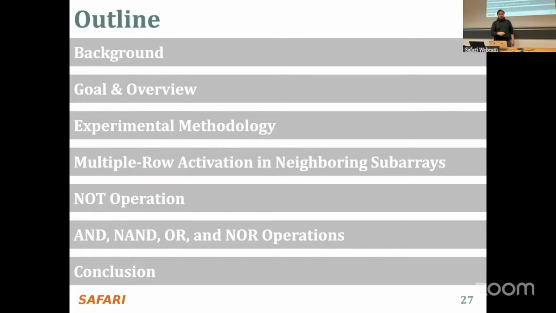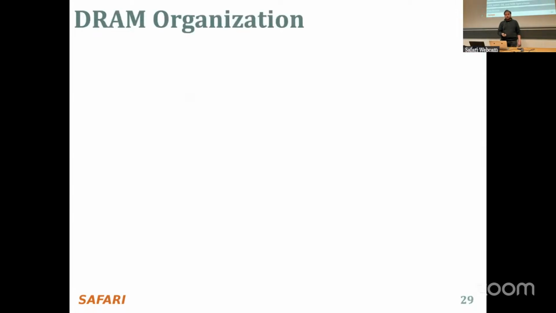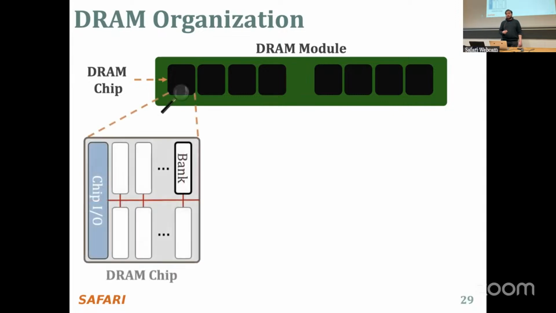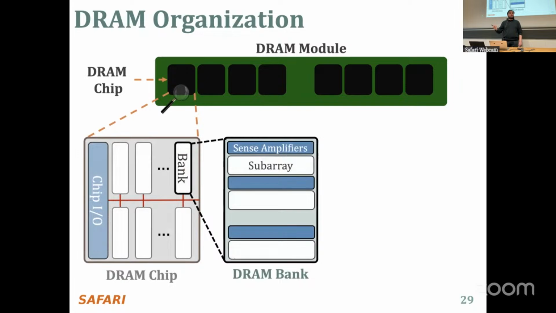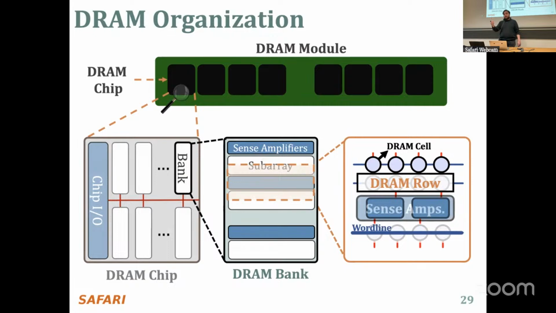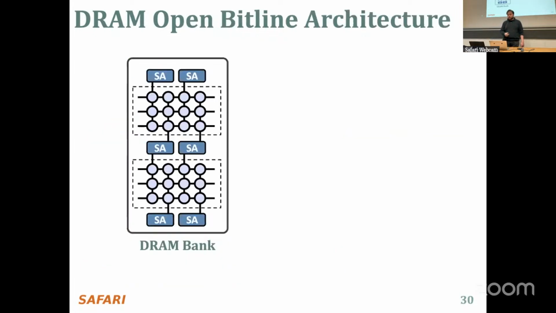So here's the outline of my talk. I'll start with a brief background. I believe you already know what DRAM is, but let me refresh your mind. Here we have a DRAM module that has multiple DRAM chips. Inside the DRAM chip, we have multiple DRAM banks, and inside the DRAM bank, we have multiple subarrays and sense amplifiers. Inside the subarray, we have 2-dimensional array of DRAM cells and a row of DRAM cells called DRAM row, and they are connected to word line. A column of DRAM cells are connected to sense amplifiers through a bit line.